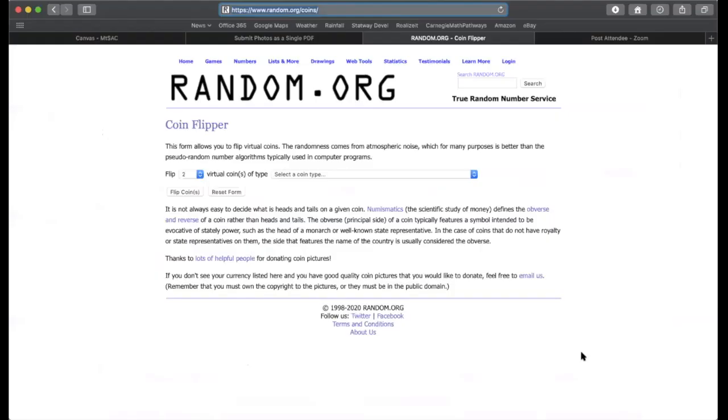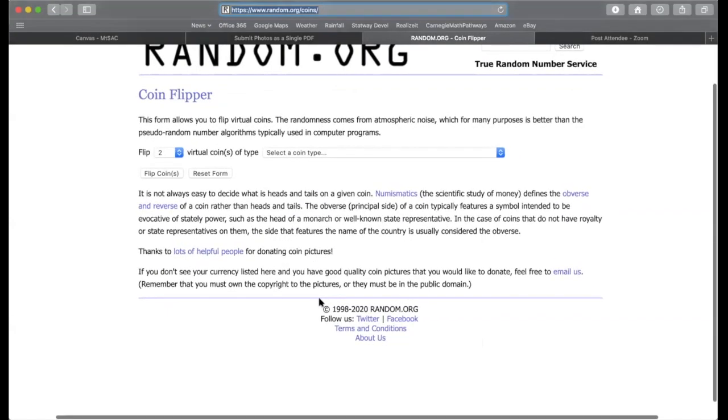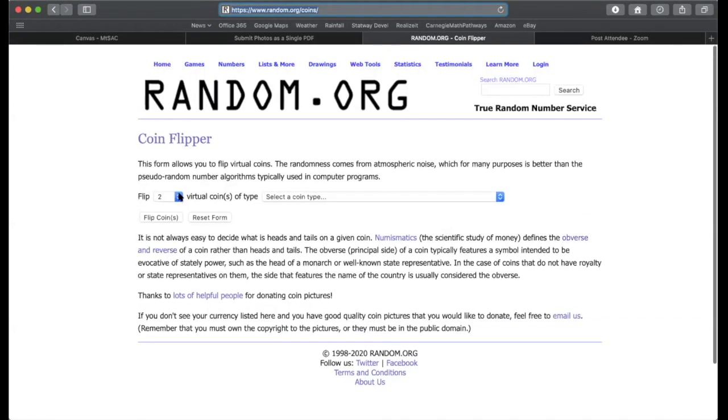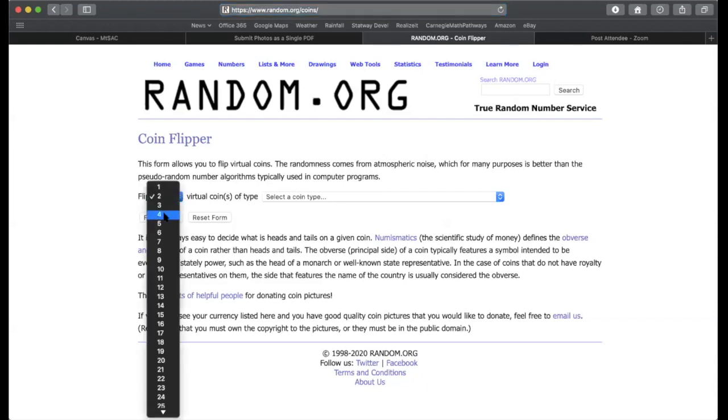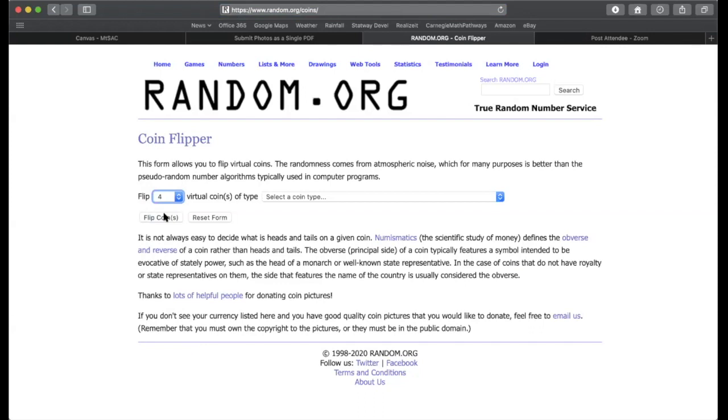All right, so we're about to begin a binomial experiment in section 5.4. We're going to go to random.org, which is linked in your chat. The experiment is to drop 4 coins. So if you're using the simulation here, you want to flip 4 coins like that. If you're not using the simulation, then just have 4 coins.